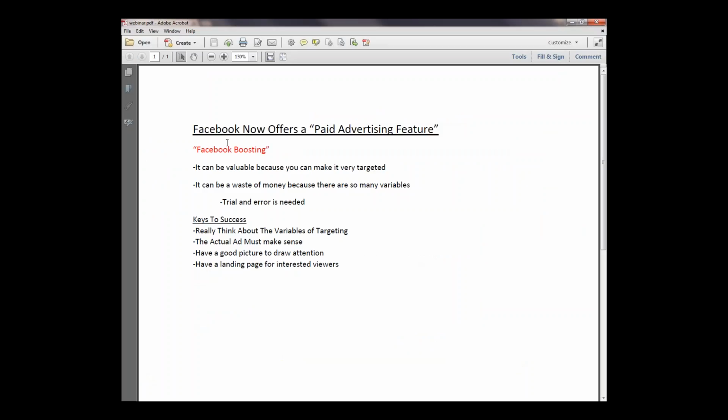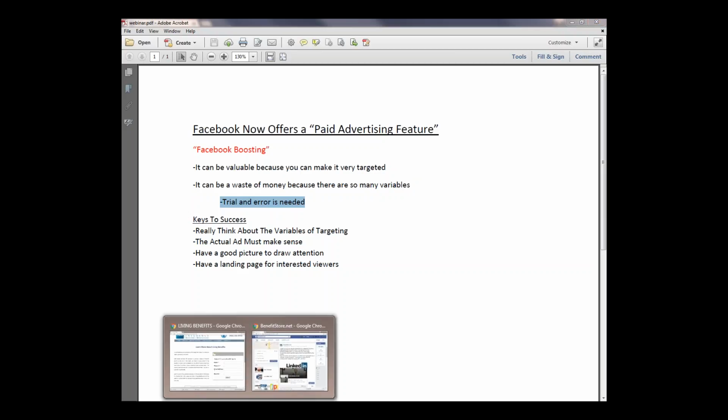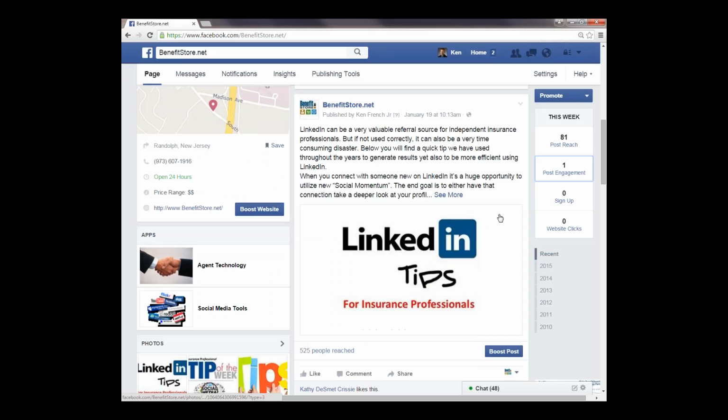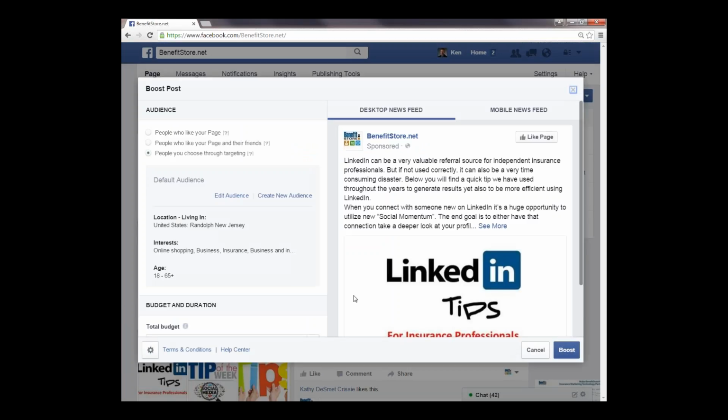Here are my notes, and what I always try to say is yes, it definitely can be very valuable. You can get results with this kind of stuff. You can also waste a lot of money because, in my opinion, the challenge is there are a lot of variables with how it all works. So I think the real key to success is to expect to do quite a few of them before you hit the sweet spot. Let me go in here and explain what I'm talking about. I'm looking at this one post, and I'm going to click the Boost Post button.